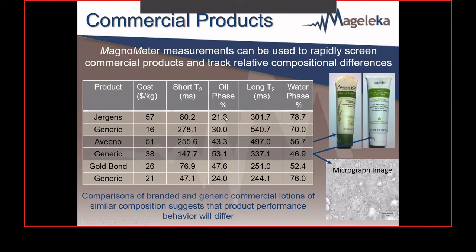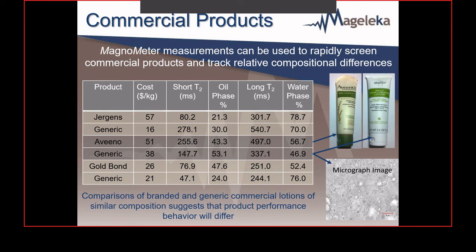From the relaxation, you will get the percentage of oil phase and percentage of water phase present in each of these components, because it's based upon the amount of short T2 and long T2. So we see when we do this, the oil phase is 21% oil and 78% water. The generic component, although on the back of the product it seems to contain all the same ingredients, is 30% and 70%. They're not really the same, and we got the same results for each of these generic pairs.